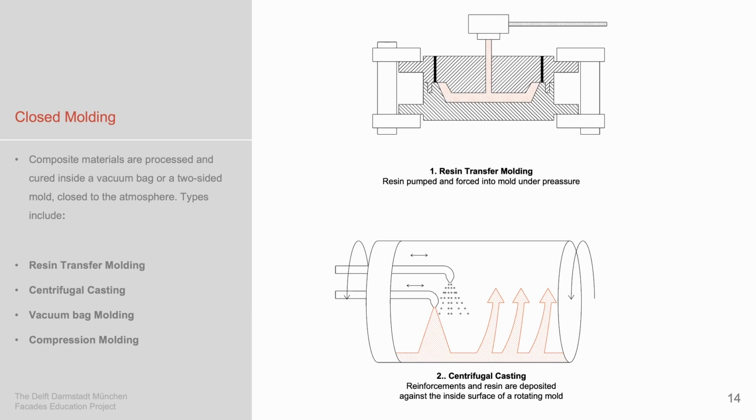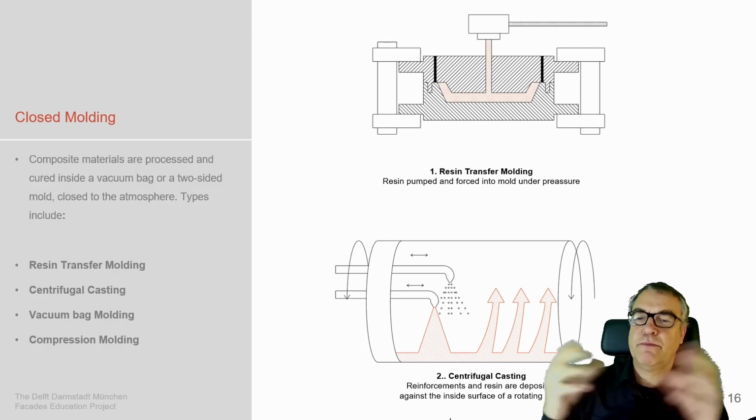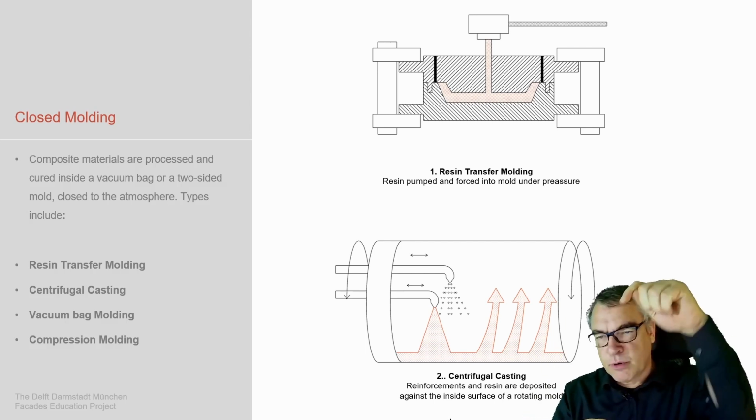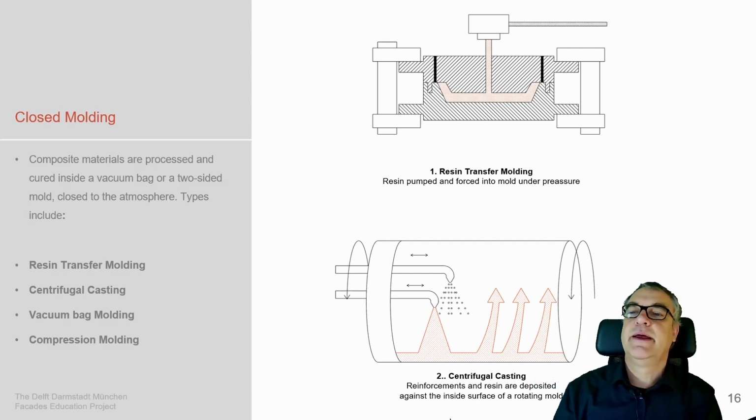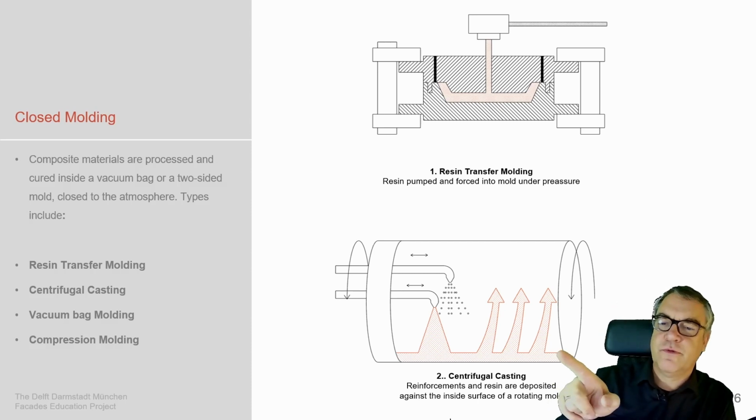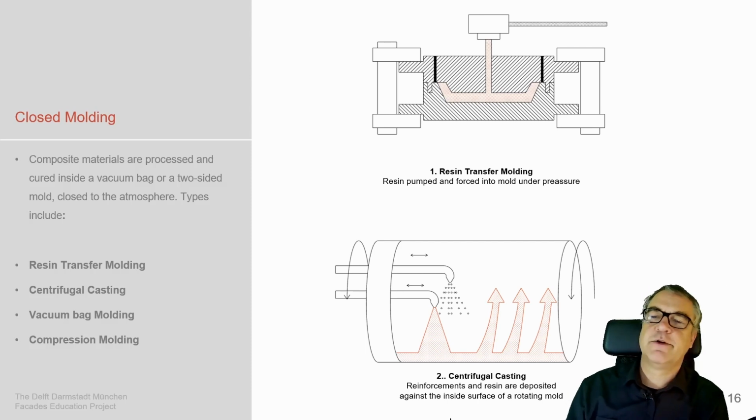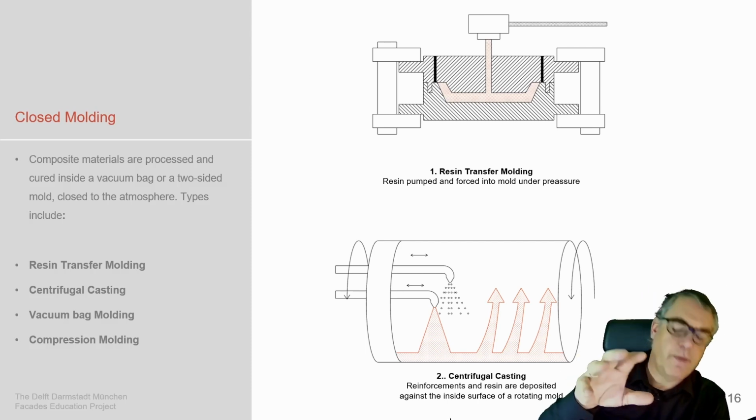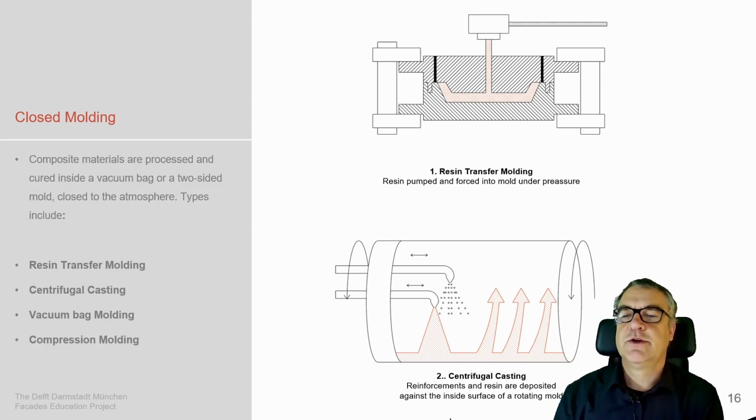Closed molding. We have four types of closed molding. The resin transfer molding means we have a mold which is entirely locked, and then the resin is brought into this mold. Air needs to be able to leave the mold, and then the resin hardens in the mold, and then you can use the component. Versus centrifugal casting, which means a huge rotating tube, and the fiber is brought into the tube. By the rotating, it finds its surface. Normally tanks are made this way to make them light, but also precise in surface.